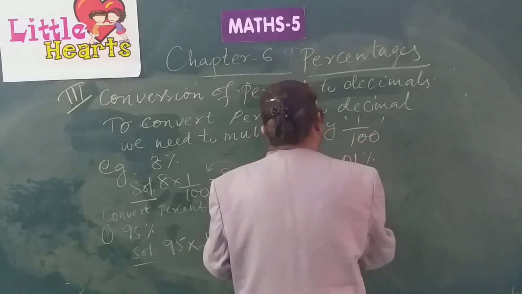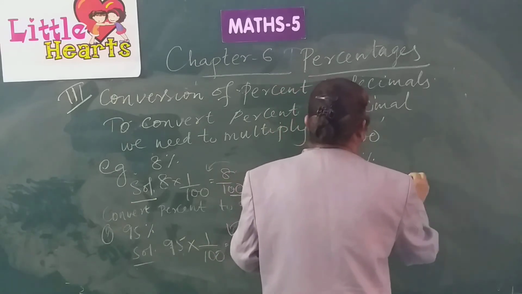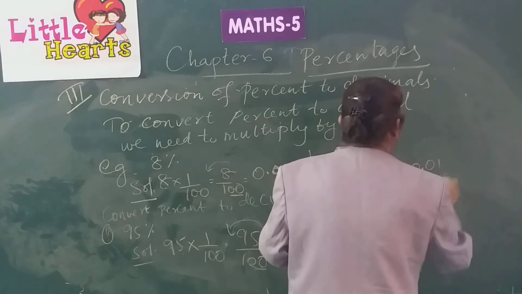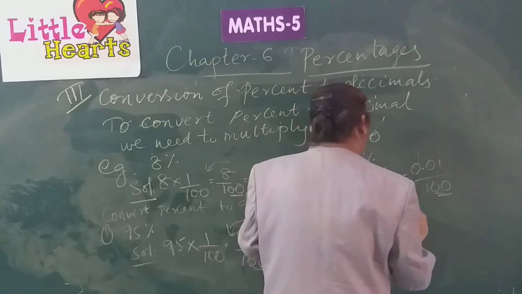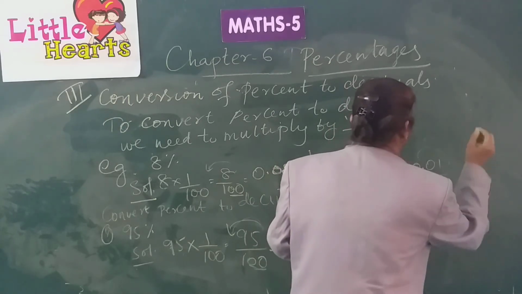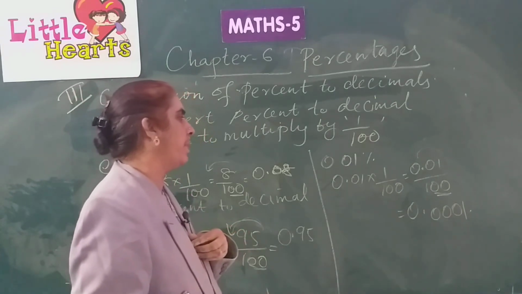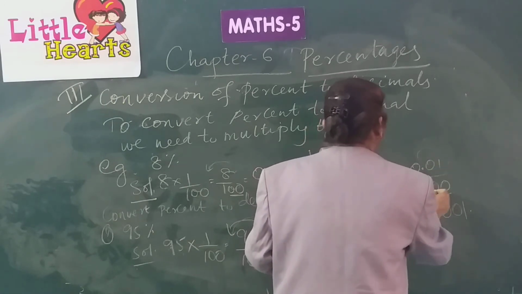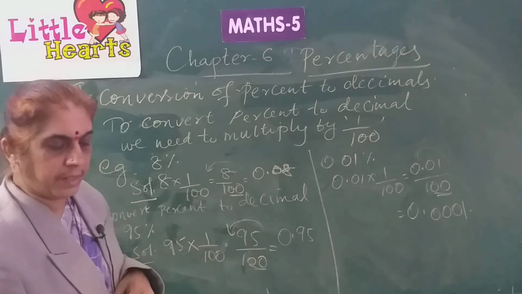0.01%. 0.01 into 1 by 100, that is equal to 0.01 by 100, that is equal to 2 digits from right, 0.0001. That is the decimal form of 0.01%. So the decimal should be shifted 2 digits and another 2 digits before. So 0.0001.